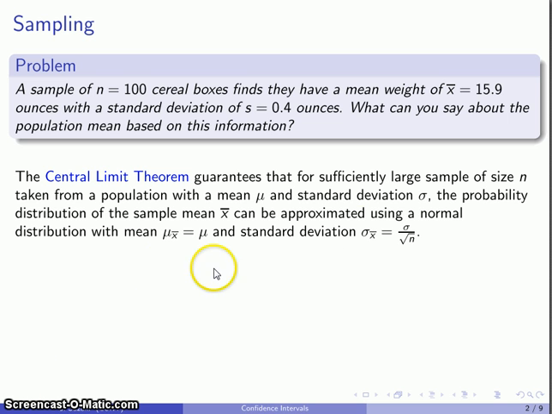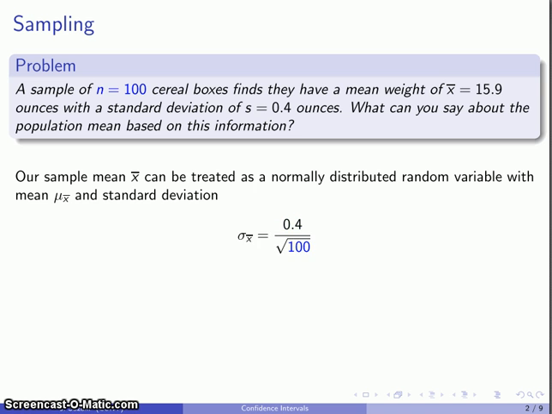Now, this actually requires knowing what the standard deviation of the population is, and we don't have that, so we generally approximate our standard deviation of the population with our sample standard deviation. And this will give us our standard deviation of the sample mean. So substituting those values in gives us a standard deviation of the sample mean, 0.04.